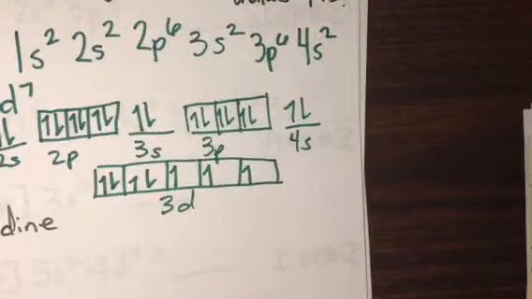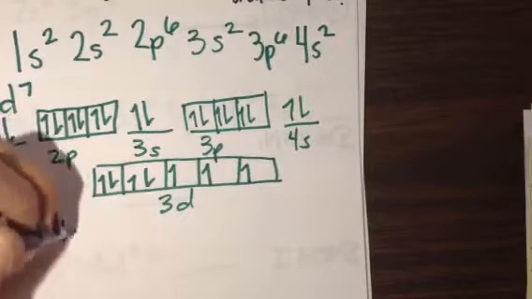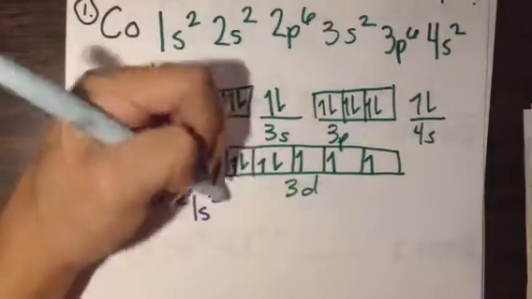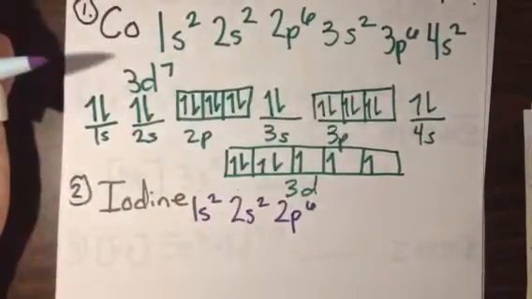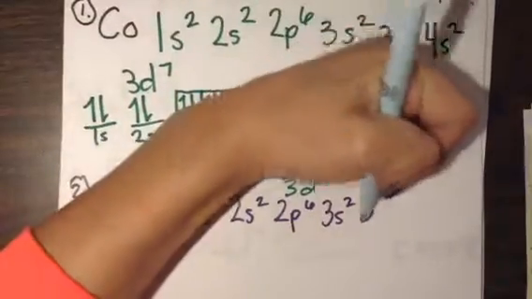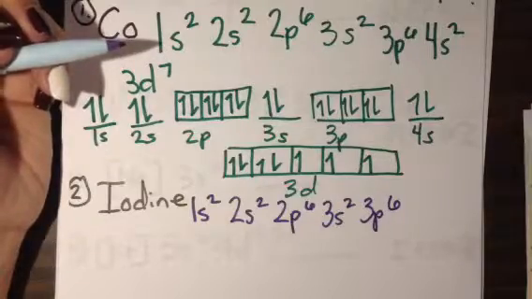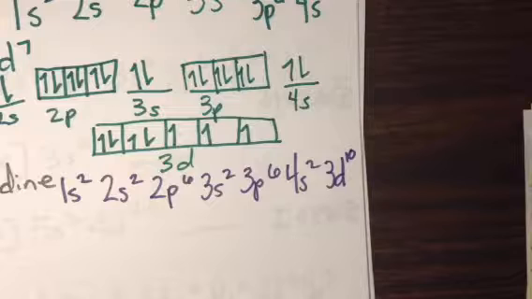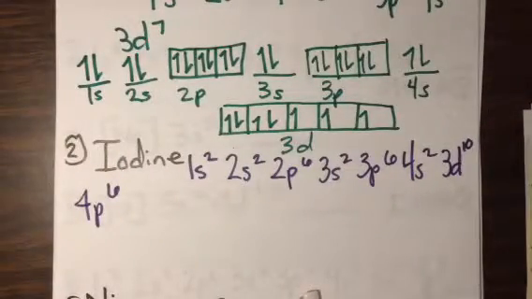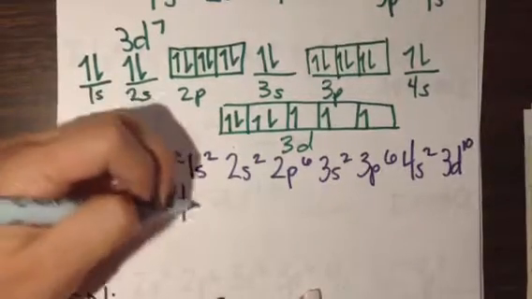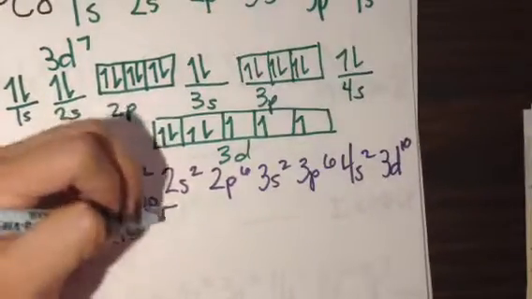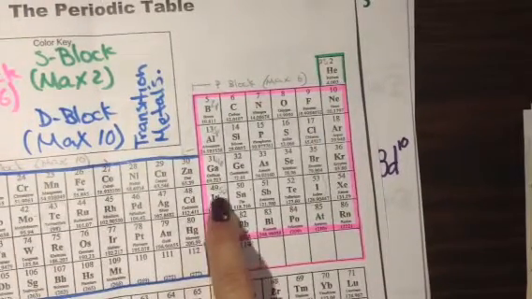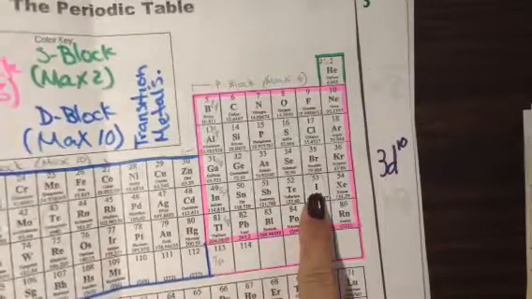We'll do iodine. The electron configuration you should have gotten for iodine is 1s2, 2s2, 2p6, 3s2, 3p6, 4s2, 3d10, 4p6, 5s2, 4d10, and then it's 5p, and here's iodine where 5p is. 5p, 1, 2, 3, 4, 5. 5p5.